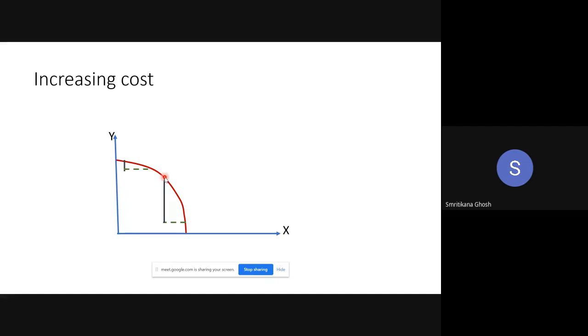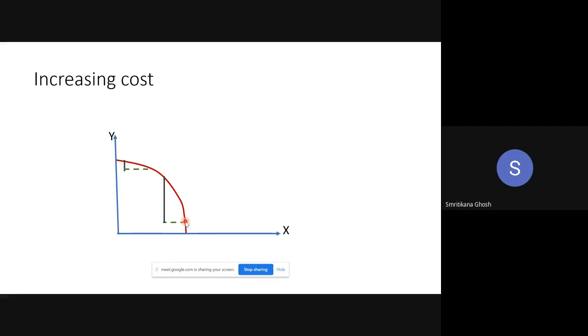Say the producer is here. Again, the objective of the producer is the same. He is trying to produce more of X and less of Y. So he is moving from here to here. The increase in X is the same as before. This is the increase in X at the first movement and this is the increase in X in the second movement. They are the same.